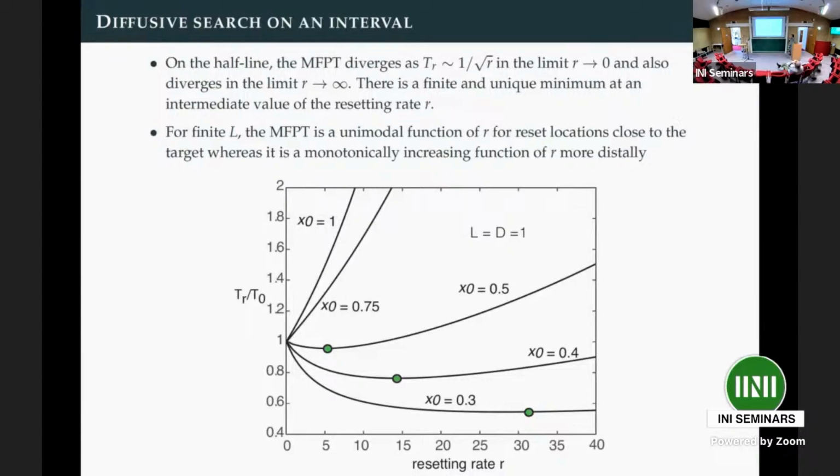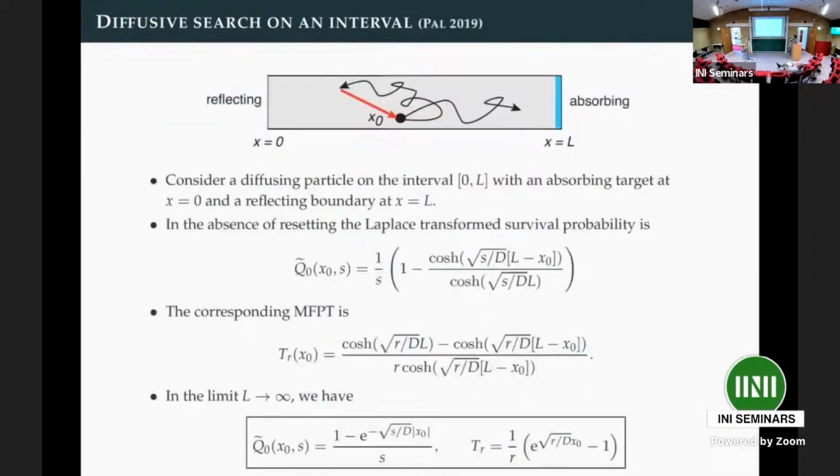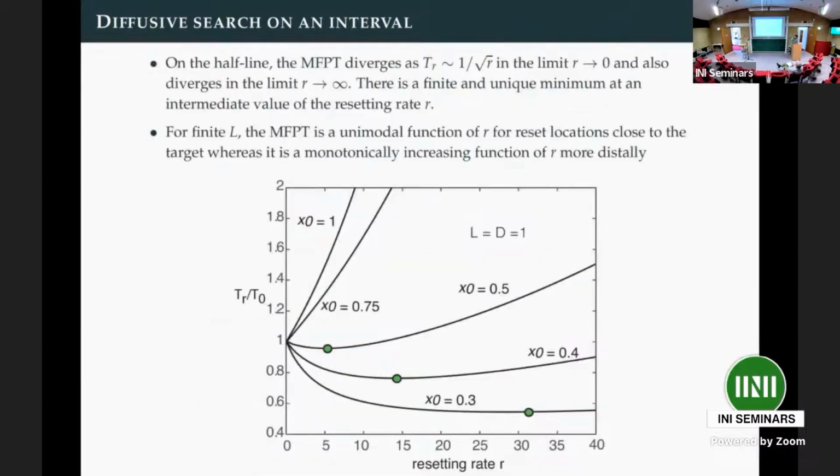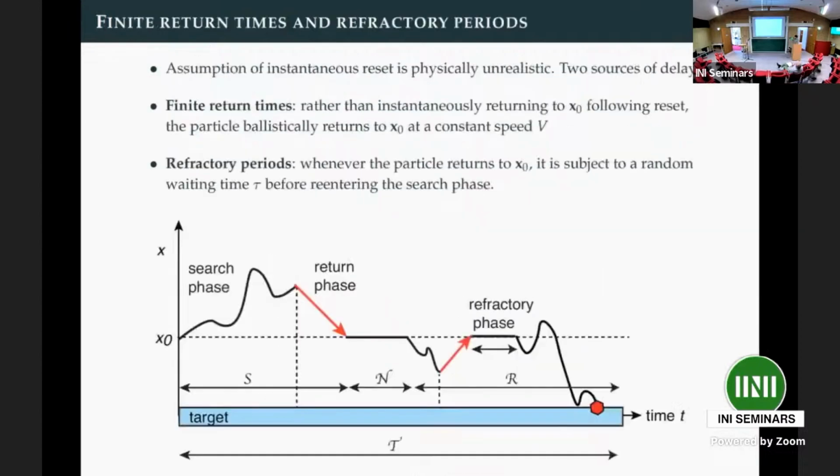If you take the resetting rate too large, you never have a chance to reach the target, so you also get infinity. Interpolate, and you get a finite value, and it turns out that in many cases, most cases I know of, if not all, you get a unique minimum. However, in the finite domain case, even without resetting you can have a finite mean first passage time, so whether or not you get a minimum depends on the position of x naught. And so it's a bit more subtle when you go to the interval. But anyway, that's just one example of work done on resetting.